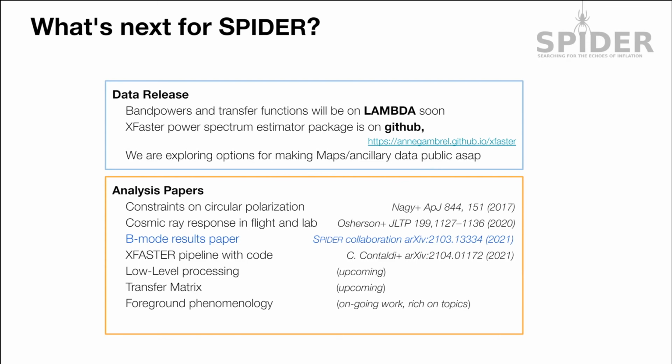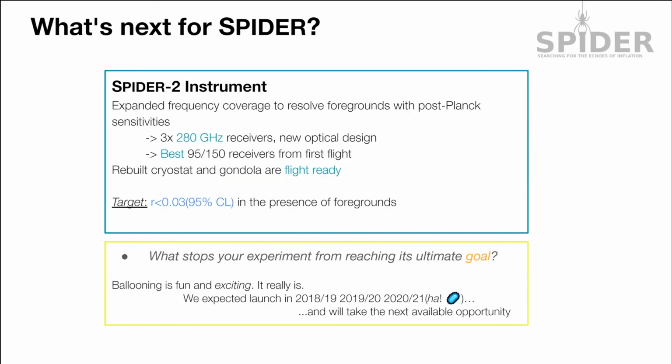I want to say that I am a senior grad student that has been working on both SPIDER-1 analysis and many years on the SPIDER-2 instrument. SPIDER-2 has 3 new telescopes that are 280 gigahertz, and the cryostat that hosts it is currently in Princeton. It is ready for a flight. It will, of course, also be on a balloon and fly from McMurdo, Antarctica, and hopefully we can see this data in the next couple years.